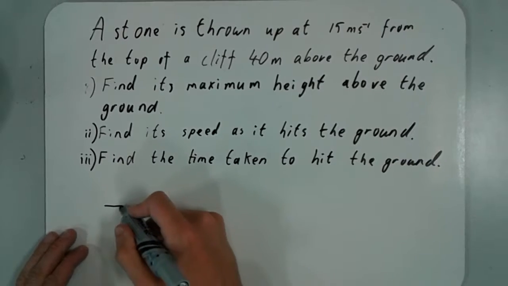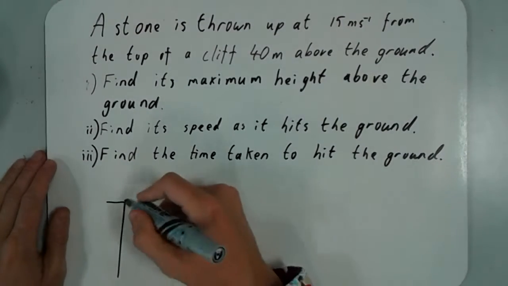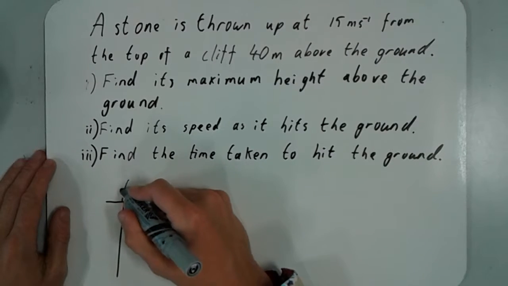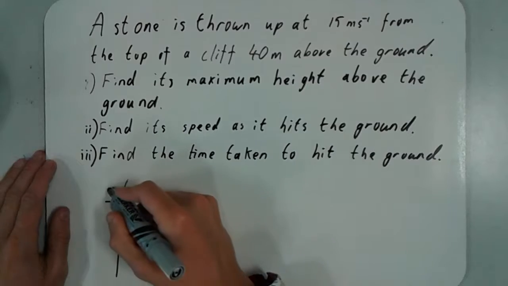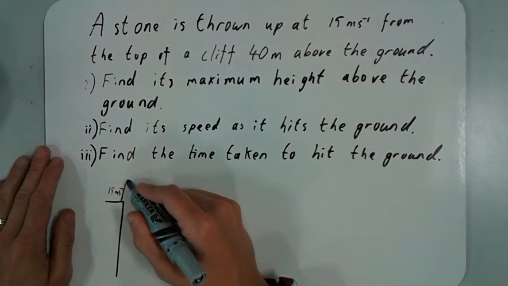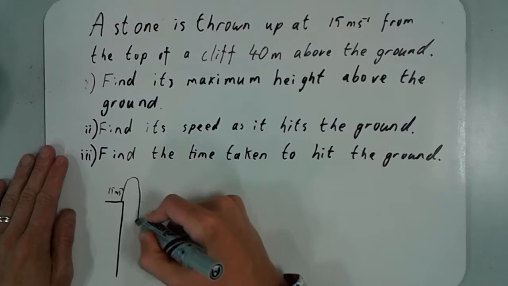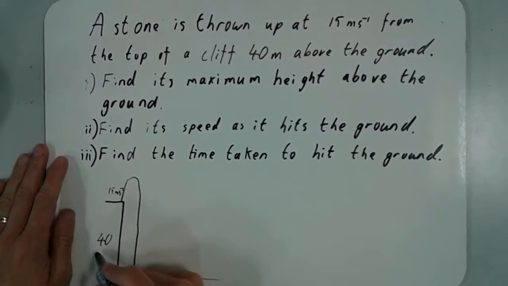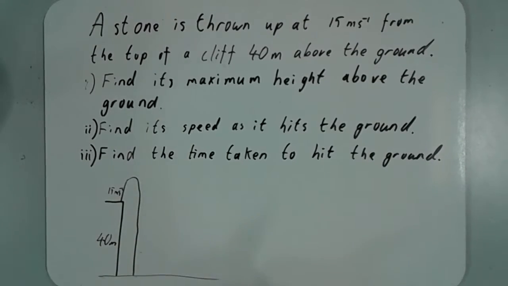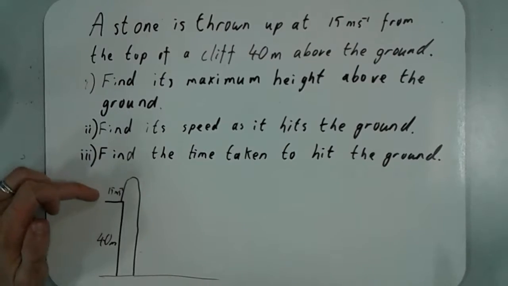So, we've got a cliff. Let's draw a very simple cliff. And a stone is thrown up at 15 metres per second. And I want to find its maximum height, that point there. And then I also want to know when does it hit the floor. Cool. So we've been given our initial speed.